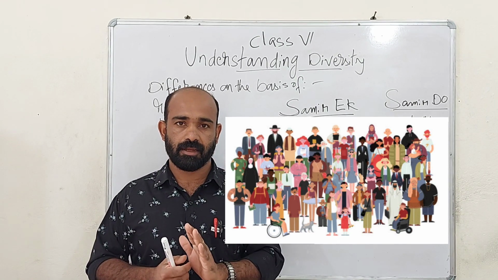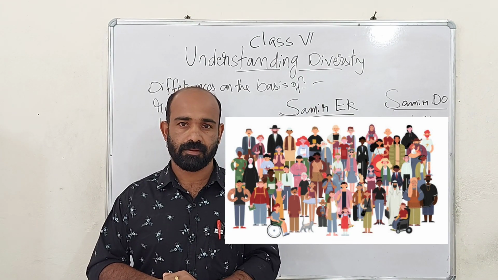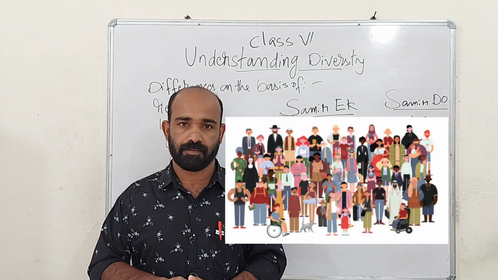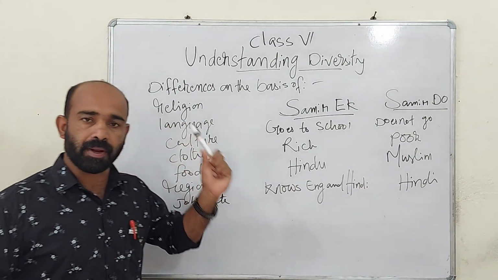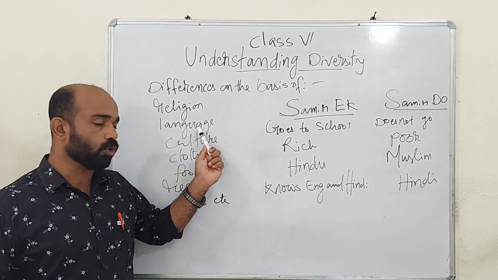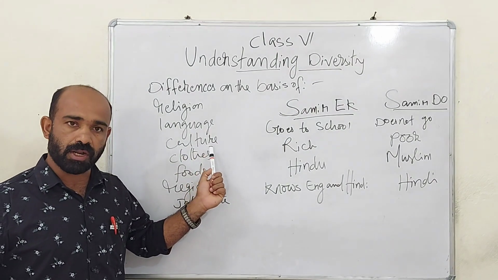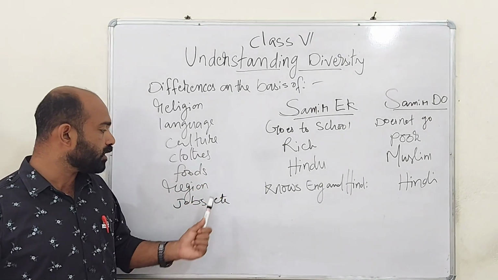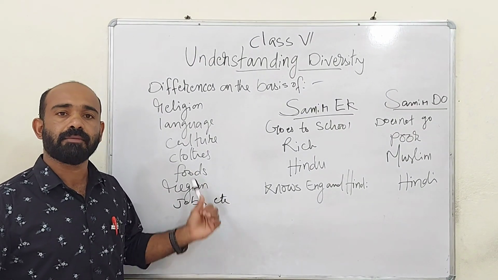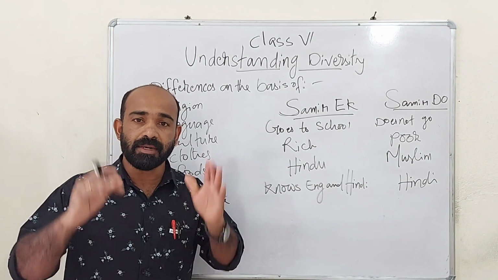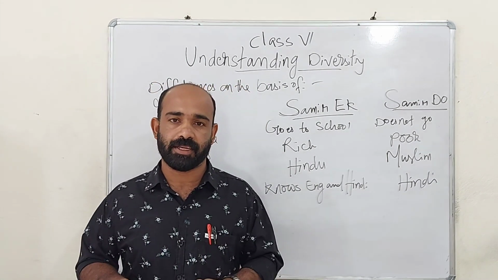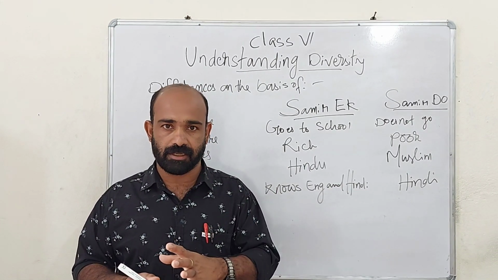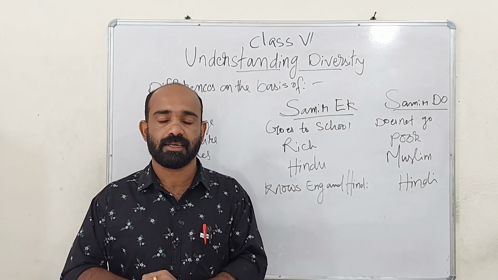In a society, suppose Hapoli. When you go to Hapoli, you can see different types of people there. People who believe in different religions, people who speak different languages, people who follow different cultures, people who wear different types of clothes, people who eat different types of foods, people who come from different regions, people who are doing different types of jobs. That means you can see different types of people in Hapoli. So Hapoli can be called a diverse society. These differences can be called diversity.